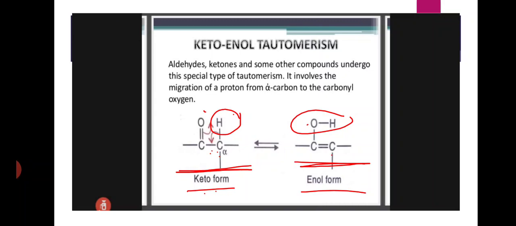hydrogen is present at the alpha carbon, and the double bond is present between the carbon and oxygen. This is the keto form. Next, migration of a proton from the alpha carbon to the carbonyl oxygen. After this, this compound is formed. The double bond is shifted to between two carbons and hydrogen is shifted to oxygen. This first one is the keto form and the second is the enol form. An ene functional group and an alcoholic functional group are there, that's why it is called the enol form.